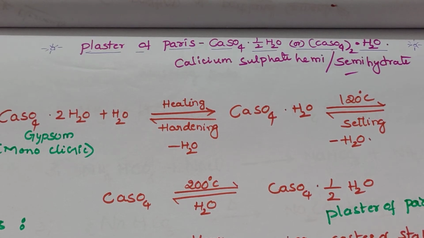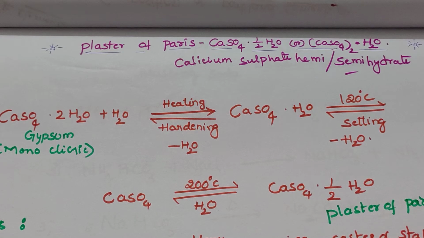It occurs in nature as gypsum and the anhydrous salt, anhydrite. It is prepared by precipitating a solution of calcium chloride or nitrate with dilute sulfuric acid.